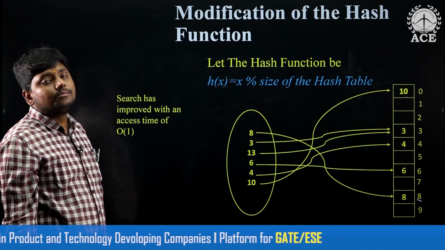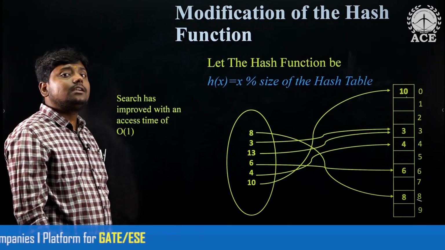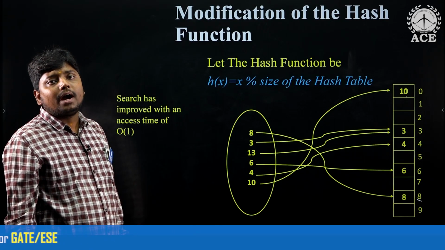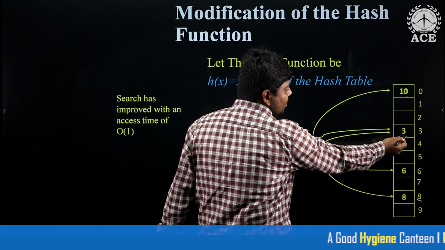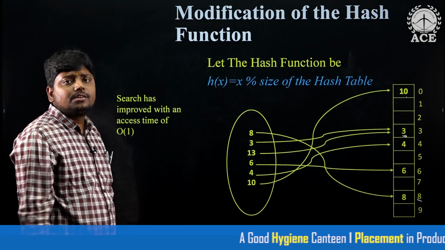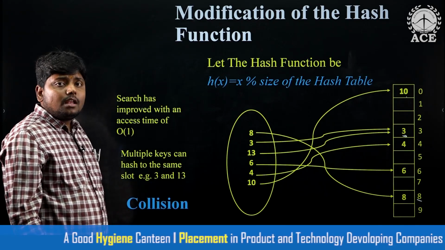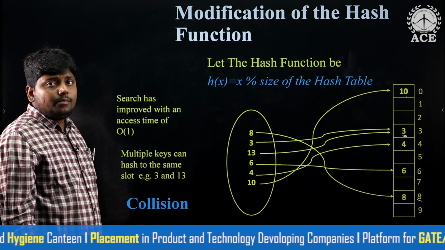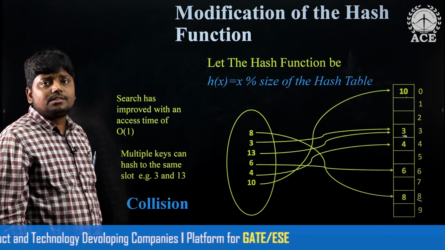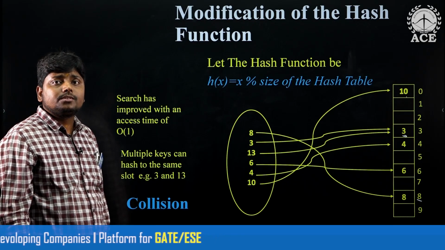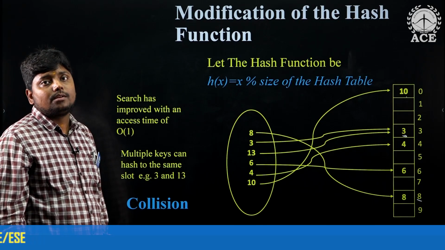Here one issue comes into the picture. As we can see here, the two different elements 3 and 13 try to occupy the same slot, and that same slot is 3 as we can see here. When this happens, it is called a collision. In our next video, we will be discussing collisions, different kinds of collisions, and the algorithms to resolve collision with the help of some more examples. Thank you.